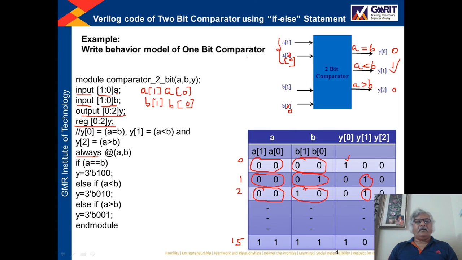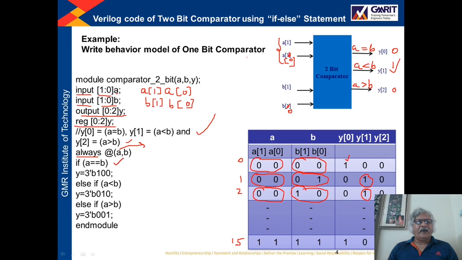Right here, this is a comment I have written here. Always @ A, B. So if you write A, B, this A will include both the elements A1 and A0. Same way the B will include both the elements B1 and B0. So whenever there is a change in the value of any of these 4 bits, A1, A0, B1, B0, then the always block will be activated and the statements written inside will be executed.